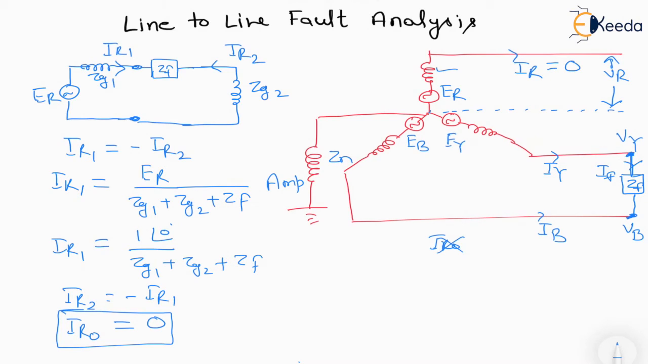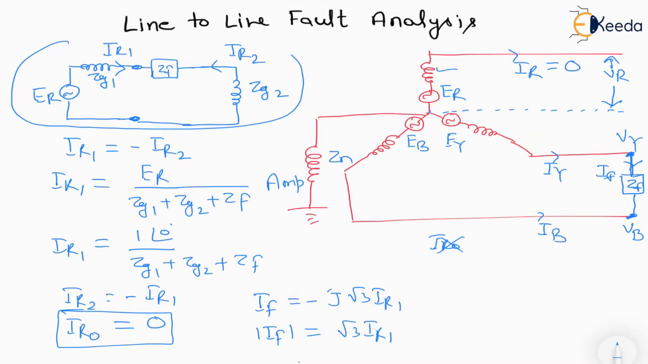And you can calculate from here the fault current, that is minus j into root 3 times IR1, or mod of IF is equal to root 3 times IR1. So you only have to remember this circuit as well as this formula: IF is equal to minus j into root 3 times IR1. If you remember these two things, then you will not have any problem in line to line fault analysis, either calculation or anything.